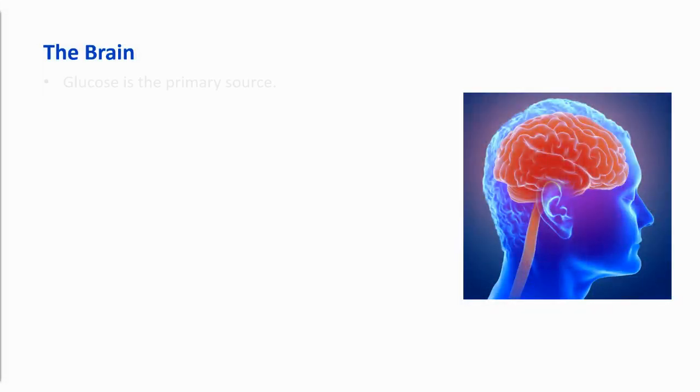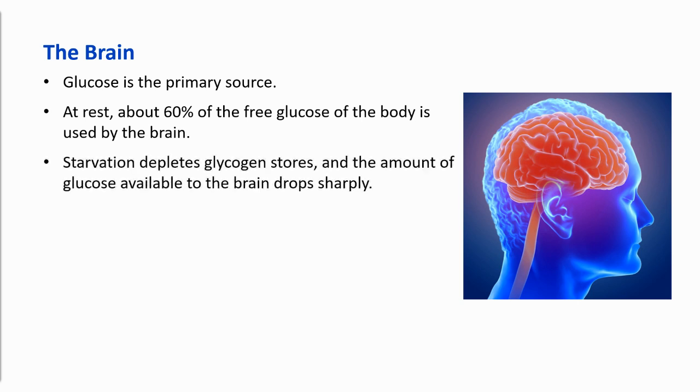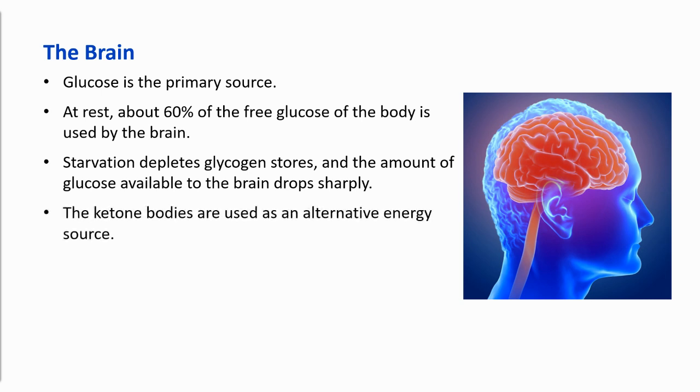Now, another part is the brain. So, the brain, of course, uses glucose as the primary source, which is actually 60% at rest ang ginagamit niya. Na pag ginutom mo yung sarili mo, syempre, nauubos ngayon yung glycogen natin. And the amount of glucose, in case glycogen is down, also drops significantly. Now, the ketones can be used as an alternative.